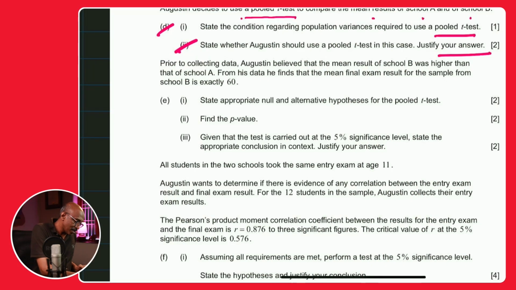Prior to collecting data, Augustine believed that the mean result for school B was higher than that of school A. This is what his belief was. From his data, he finds that the mean final exam result for the sample from school B is exactly 60.